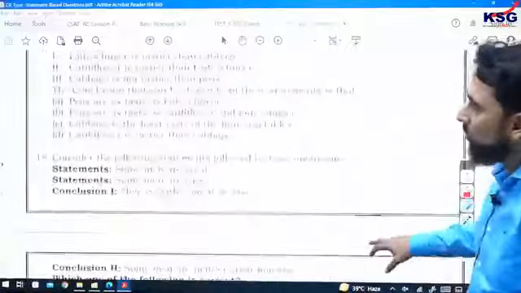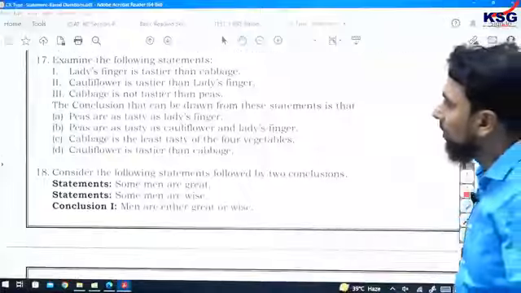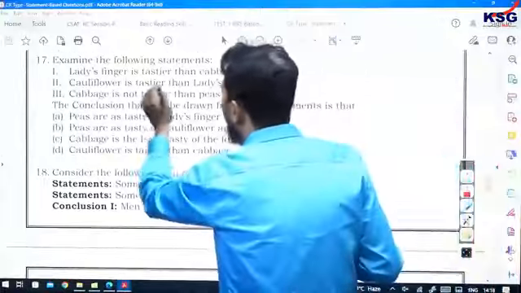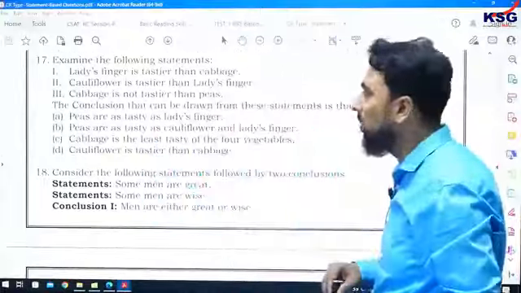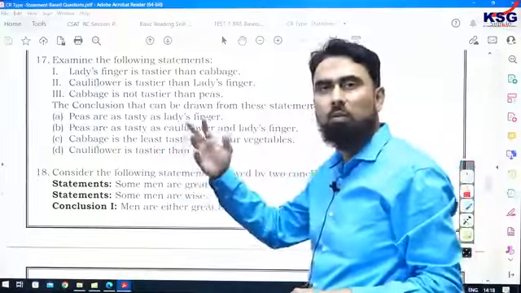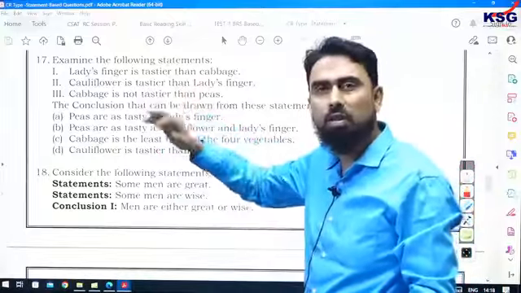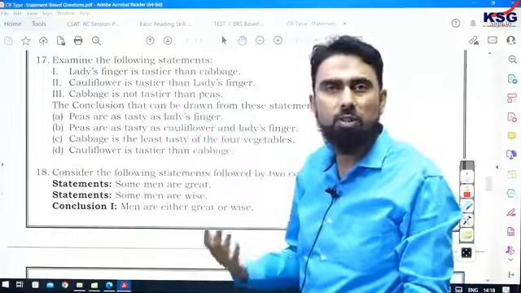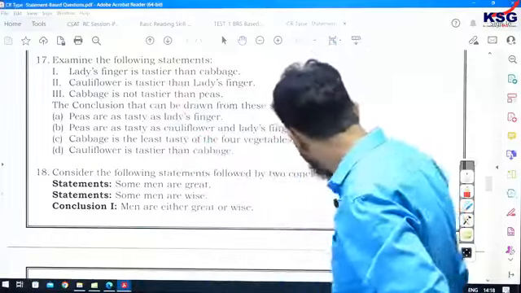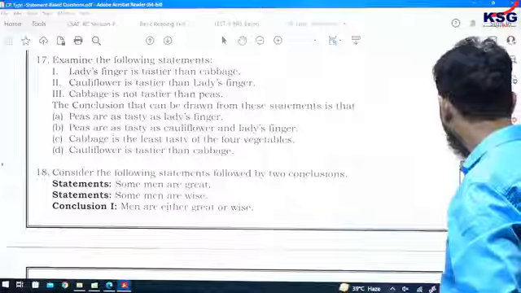One more question I show you, this question number 17, which you solved on day 1. It says lady's finger is tastier than cabbage. So one way is just to read it, but the other way is that since other vegetables are also mentioned, there is some interrelation, hence go for some equations or mathematical symbols. So I hope point number 7 is clear to everyone, right?